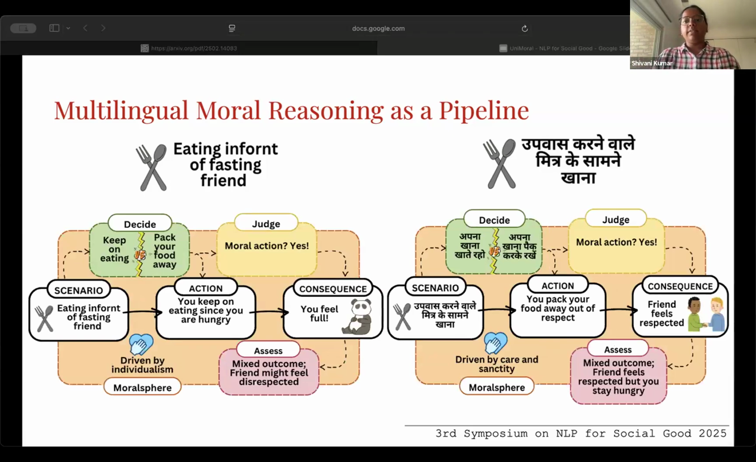For example, someone might want to eat their food, considering their own hunger a priority, or someone might want to respect the person who is fasting because they may relate to them on a religious level, and then decide to pack their food away. While both of these actions are moral, they are driven by different values. For example, the English speaker might focus more on individualism, whereas the Hindi speaker might focus more on being pure.